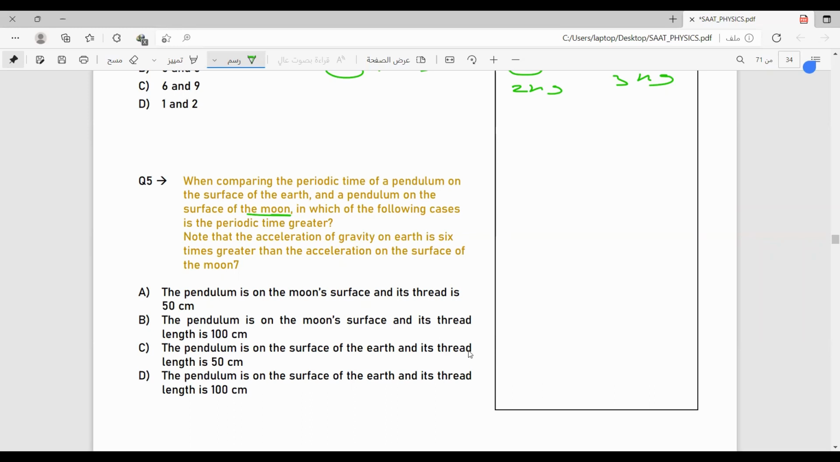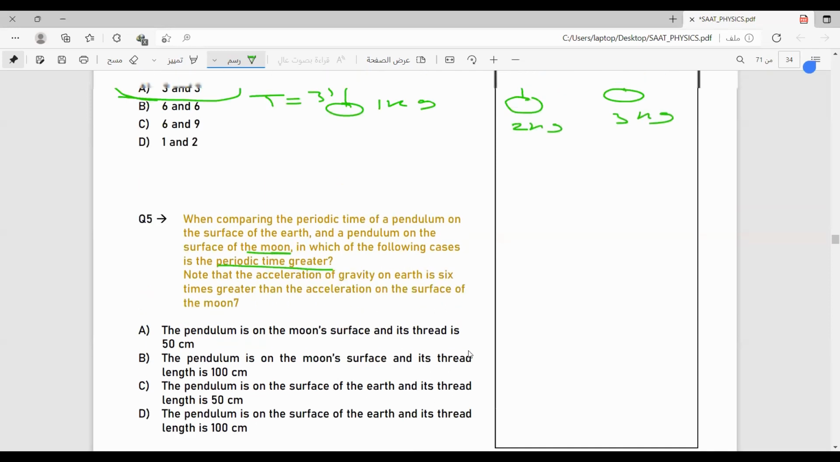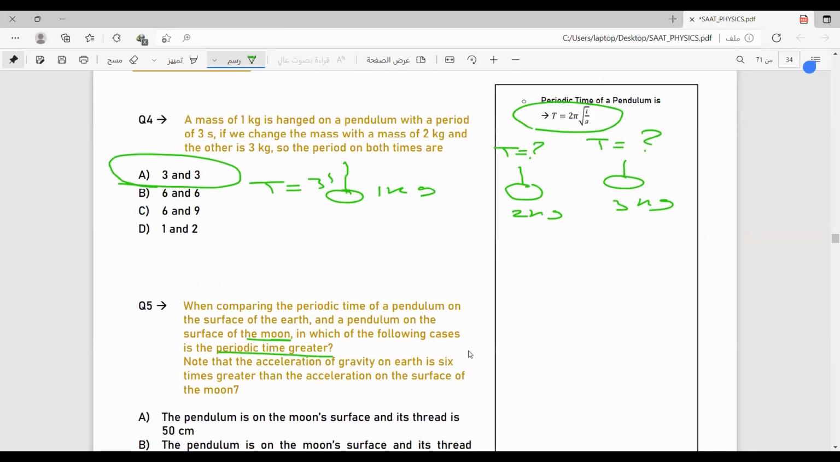So here it's saying that when comparing the periodic time of a pendulum on the surface of the Earth and a pendulum on the surface of the moon, in which of the following cases is the periodic time greater? Now, first thing, do you think the periodic time will change now? Yes, it will change because of the G. G is different now. On the moon it's less than on the Earth, but on the Earth it's higher.